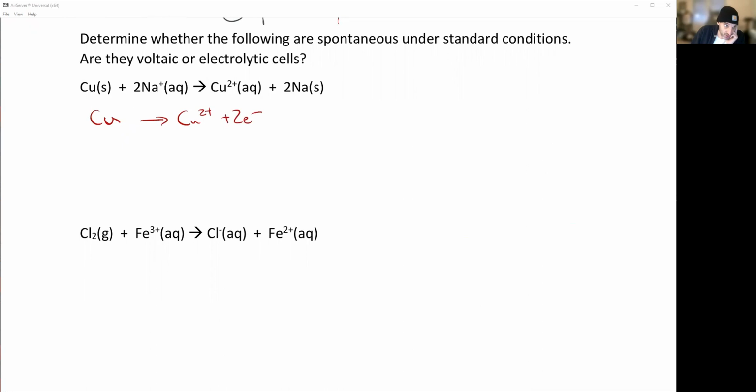This is oxidation, so this is my oxidation half reaction. And we know that the E oxidation, if the reduction is what we already had, is negative 0.34 volts. Because that's the reaction, we know that copper is oxidizing. So because it's oxidizing, it's negative 0.34 volts. Next up, sodium.